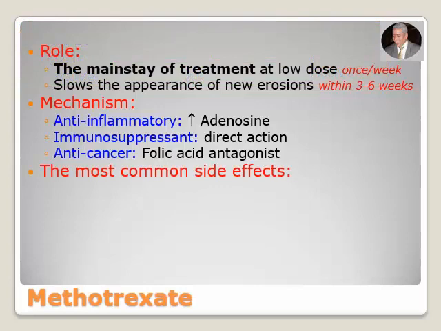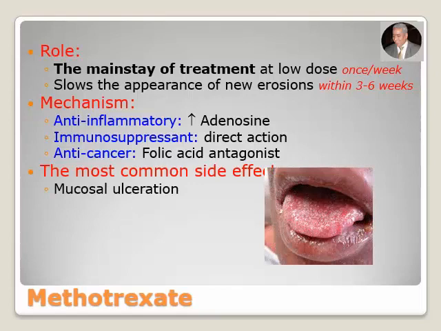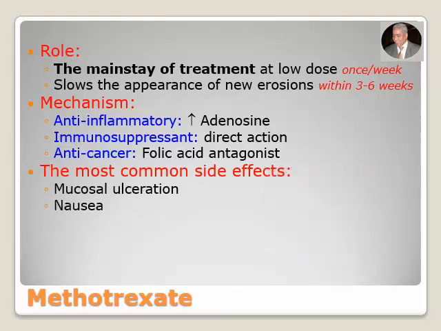Now, what are the most common adverse effects of methotrexate, at the antirheumatic doses? It can induce mucositis, and it leads to nausea.